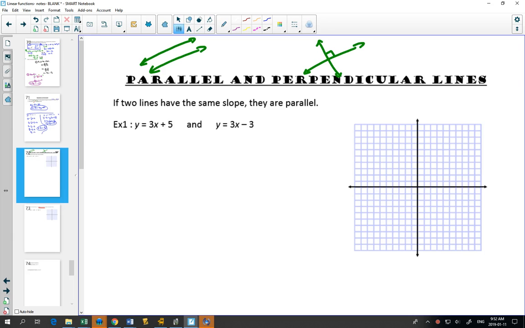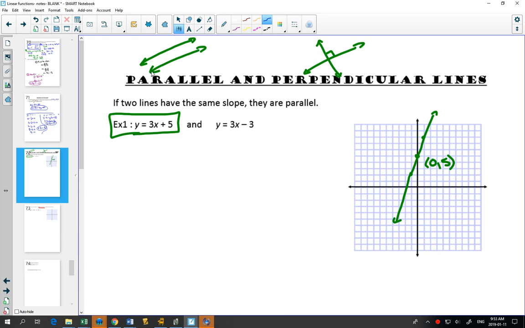way of finding the graphs for these. So we have 3x plus 5. We know that it will have a y-intercept of 5. And if the slope is 3, we go up 3 over 1. And there's the line. I'll put a green box around that one.